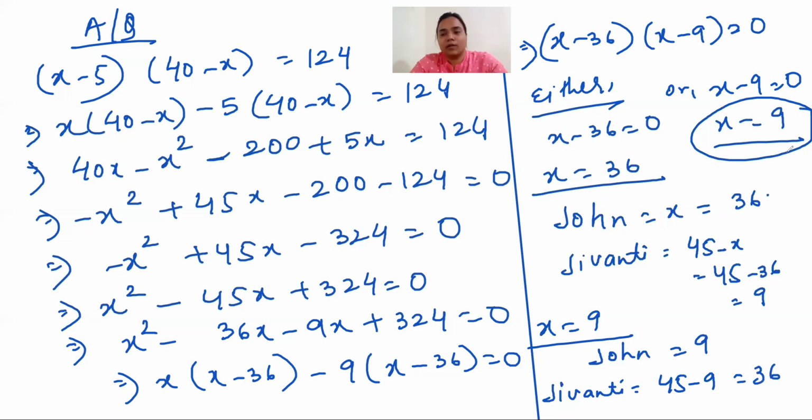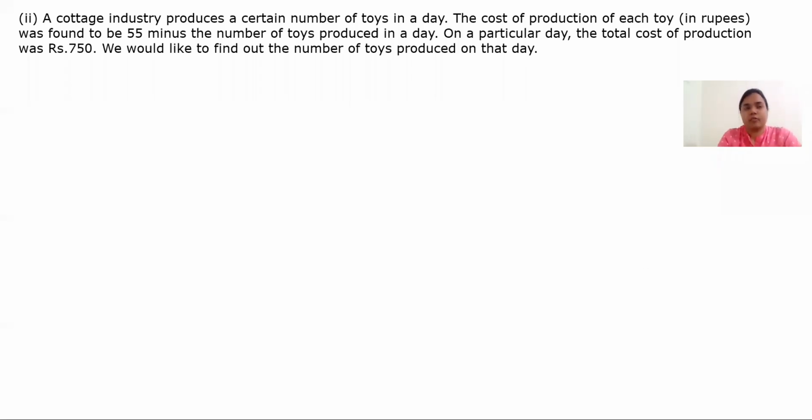So we can take any number and you will get the correct answer. Nothing is given about whether John has the greater number of marbles or Jivanti has. So we can take any value and both values will be correct. See, if I'm getting 36, I'm getting 9 also as the answer. Let's move to the second question.